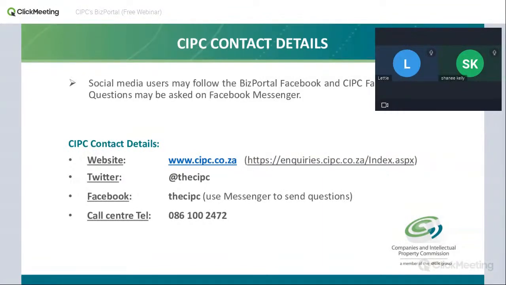Our CIPC contact details: our website is www.cipc.co.za. Our inquiry address is next to that. We are accessible through Twitter at the CIPC, and on Facebook, the CIPC. Use Messenger to send questions, please remember, and our call center telephone number is 086 100 24 72.